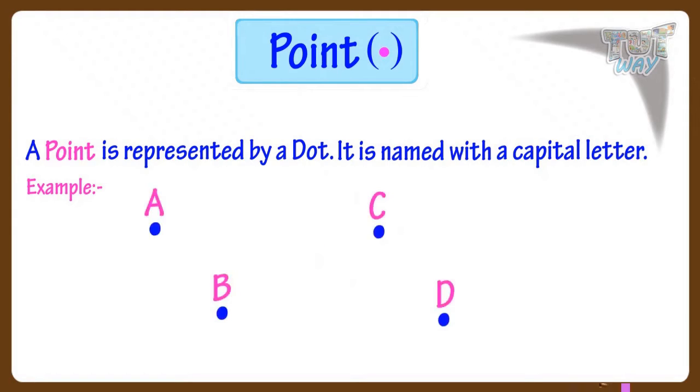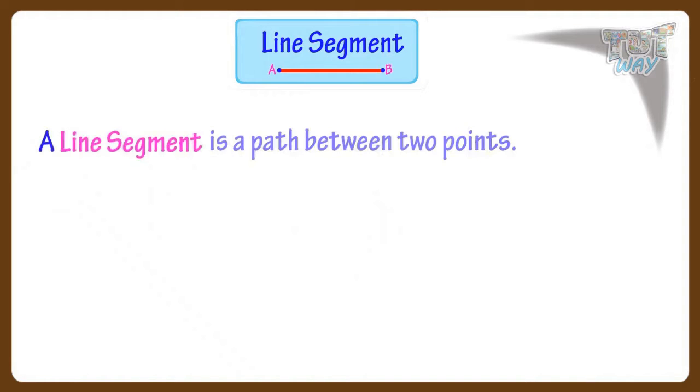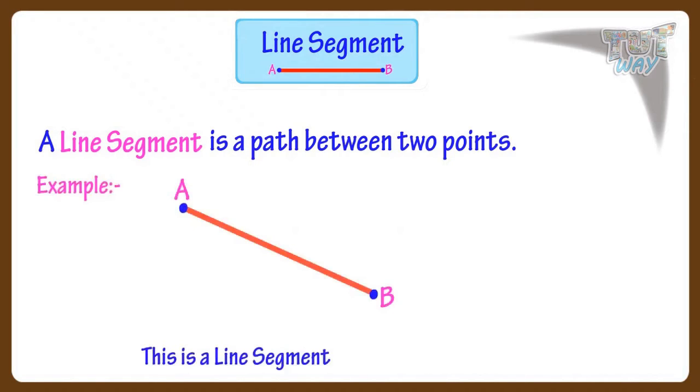Here are more examples of points. Here, A, B, C, D are points. Now, let's see what is a line segment. A line segment is a path between 2 points. Example: this is line segment AB or BA.